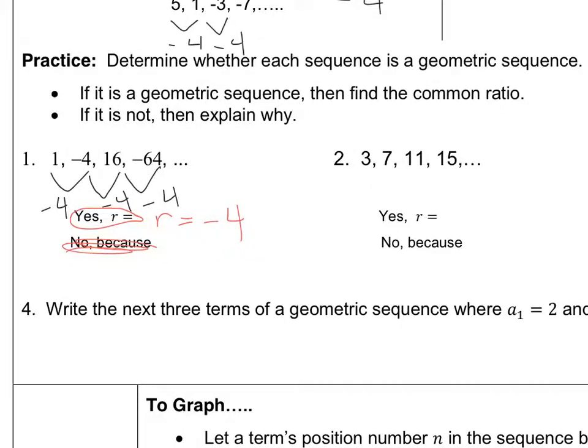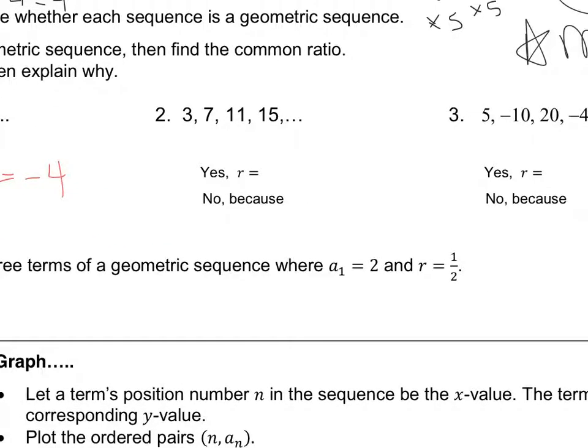Okay, number 2. When I look at this, we're not multiplying here, we're adding. We're adding 4 each time. So no, because we're adding 4 each time.